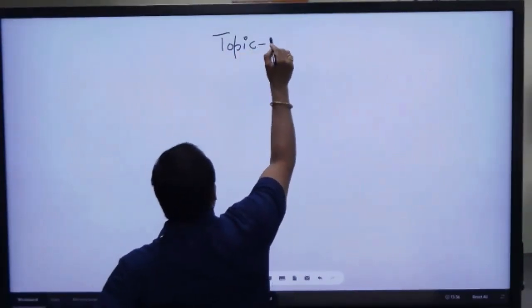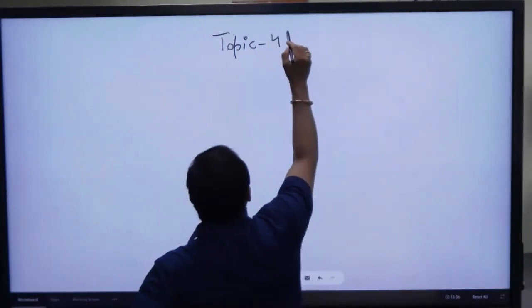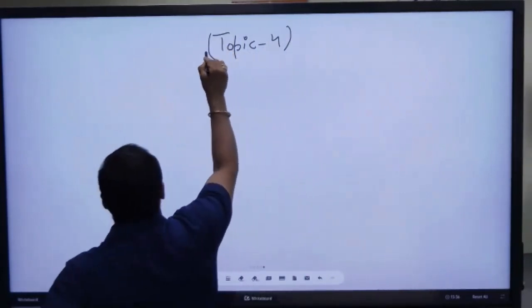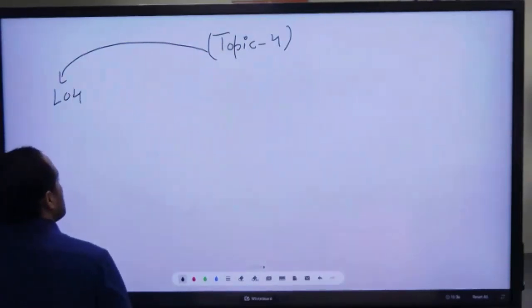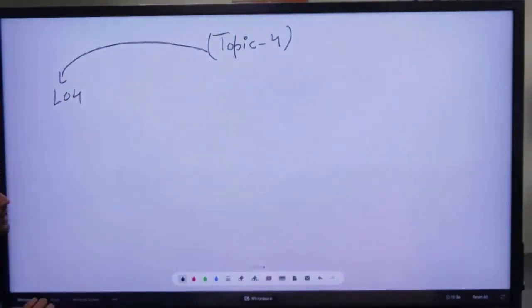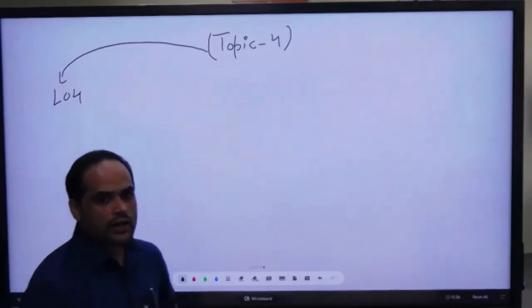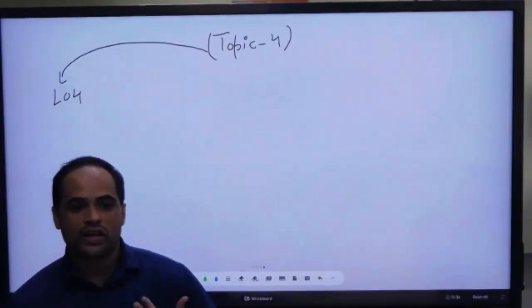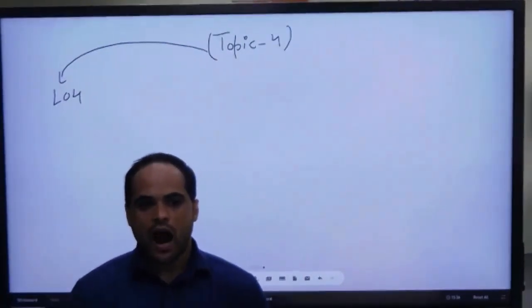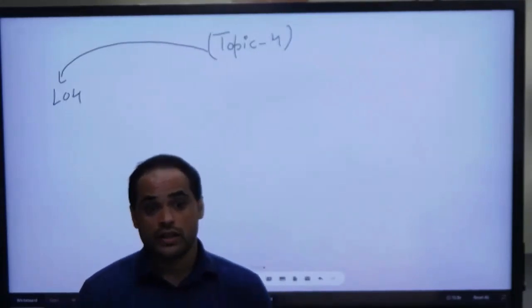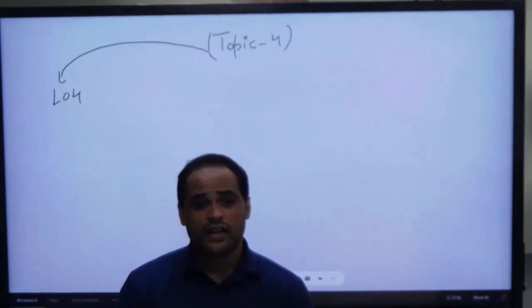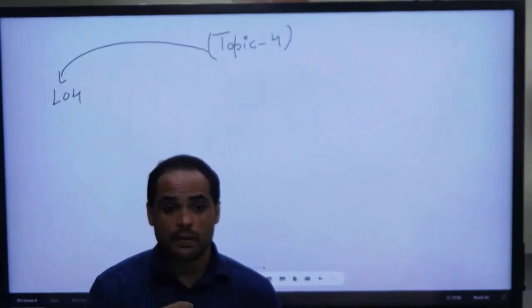Topic 4, learning outcome 4 is about accounting for overheads. How do we record our overhead costs in our accounts with the help of the T accounts or the ledger? How do we record the information in the ledger accounts? Which kinds of ledger accounts are we going to prepare? All right.